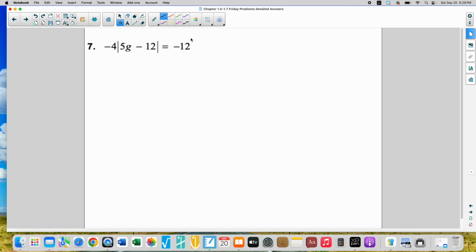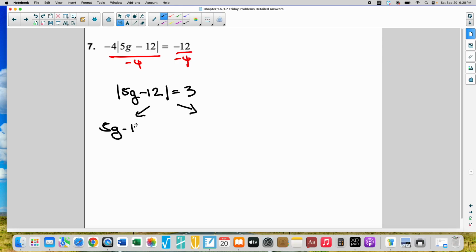Yes, this is equal to a negative number, but it's not isolated yet. We've got to get rid of that -4 that's multiplying by dividing by -4. Now we get the absolute value of 5g minus 12 equals 3, and it's okay. Absolute value can have a positive distance. So we're going to write two statements. 5g minus 12 equals 3, and 5g minus 12 equals -3.